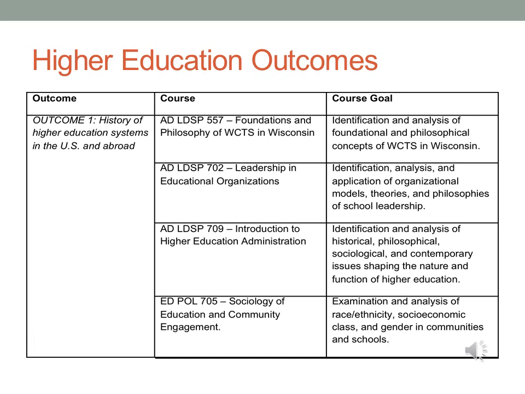For higher education, outcome 1 is History of Higher Education Systems in the US and Abroad. You can choose an artifact from any of these courses. An artifact is work you have done in these courses that shows your achievement of the outcome. So it could be a paper you submitted for course 557 or 702. It could also be a presentation that you submitted as a part of your coursework.